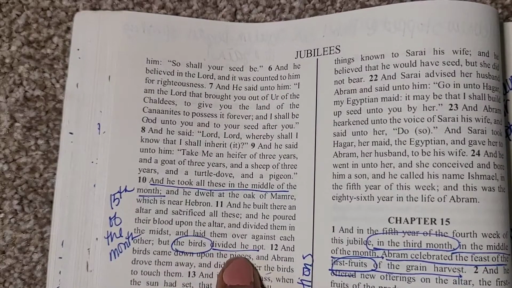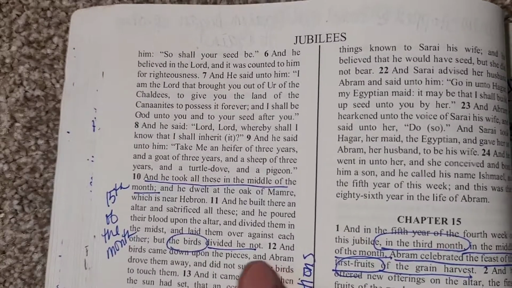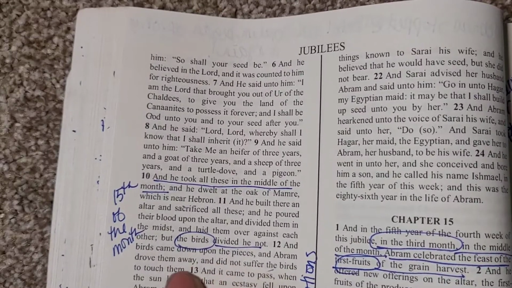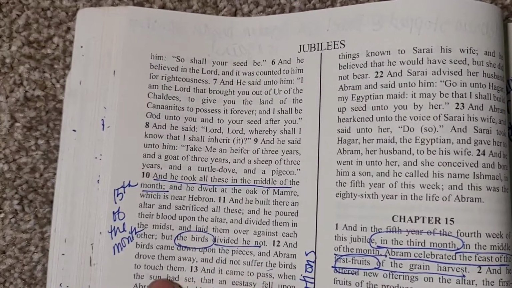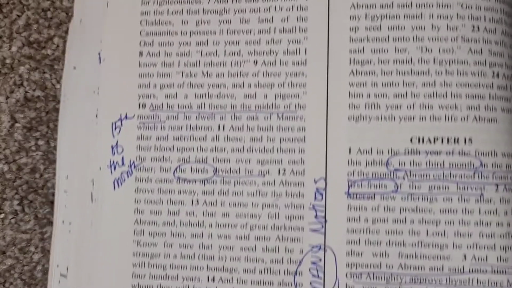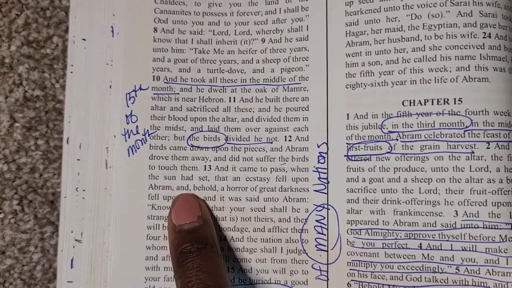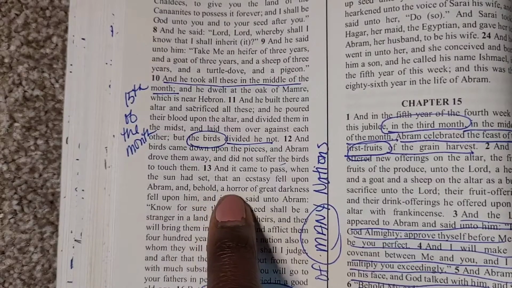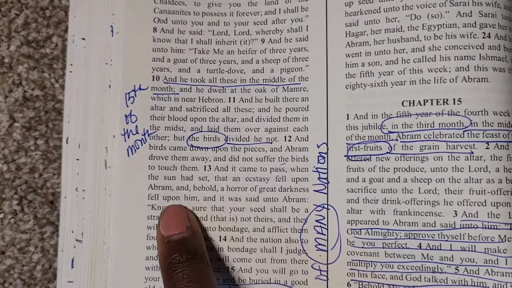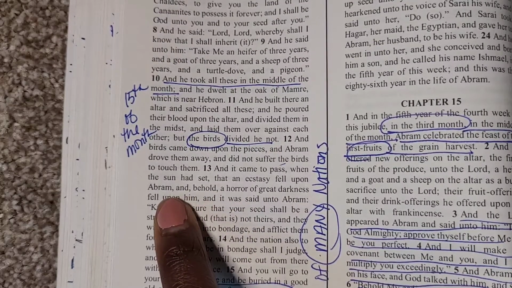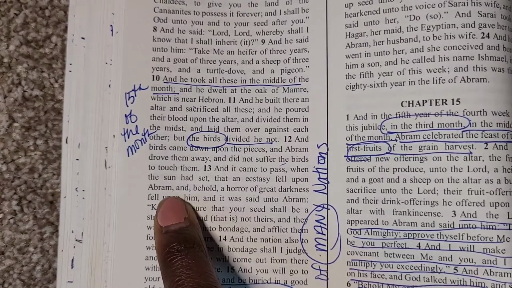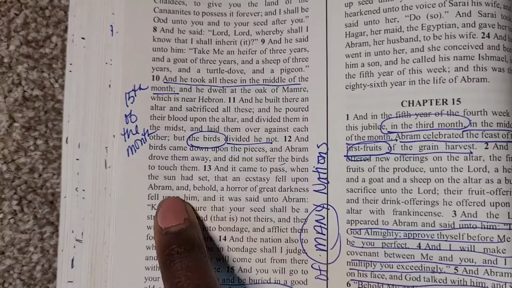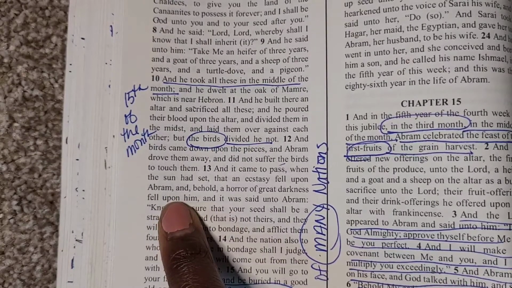But the birds he did not divide. And birds came down upon the pieces, and Abraham drove them away. Abram drove them away and did not suffer the birds to touch them. And it came to pass when the sun had set, that an ecstasy fell on Abraham. Basically, he came into like a deep sleep, almost like being hypnotized, or like I'm not going to say a spell was put on him, but like God caused him to go into a deep sleep.